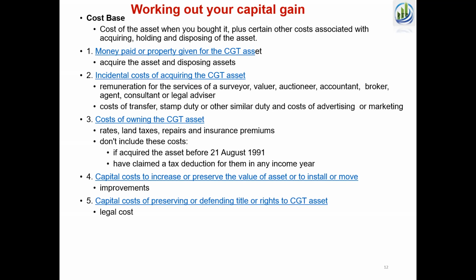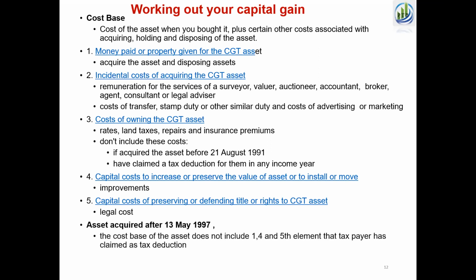So there are 5 elements. So the money you paid, and incidental cost, and cost of owning CGT assets, and your improvement, as well as preserving your assets. So 1 to 5. If you claim anything in 2 or 3 or 5, you cannot claim again because no double deduction is allowed. There is a special rule if your asset was purchased after 13th of May 1997.